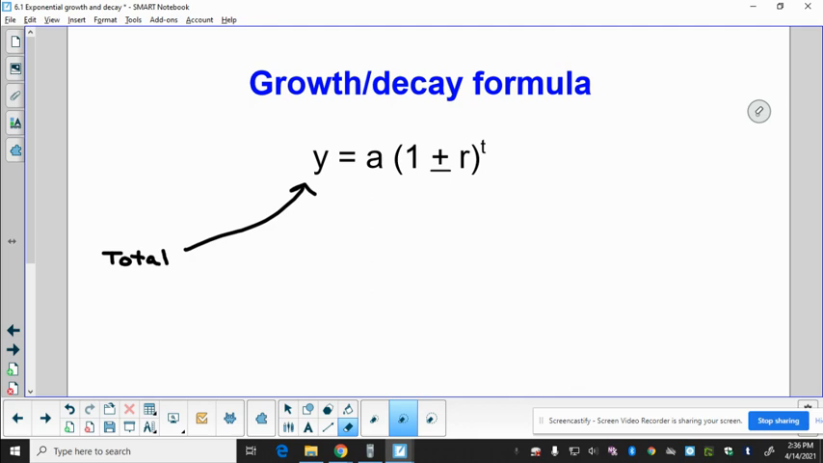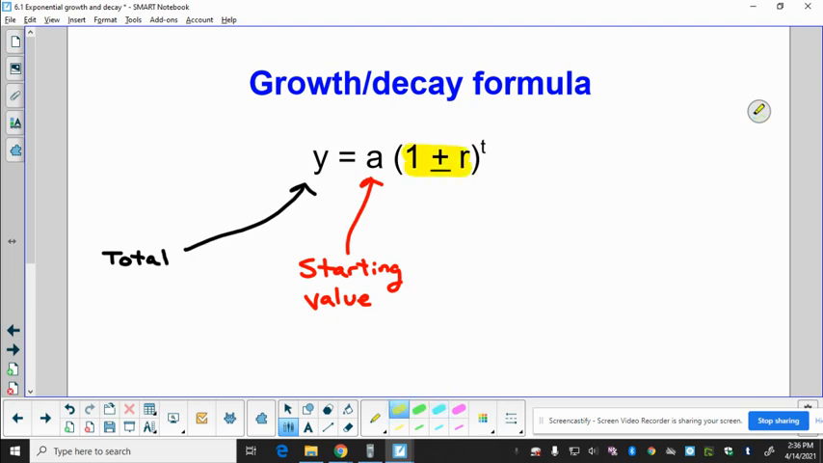Let's just leave it at total. A, that's your starting value in your situation. Now I'm going to highlight this. This represents the growth or decay amount.